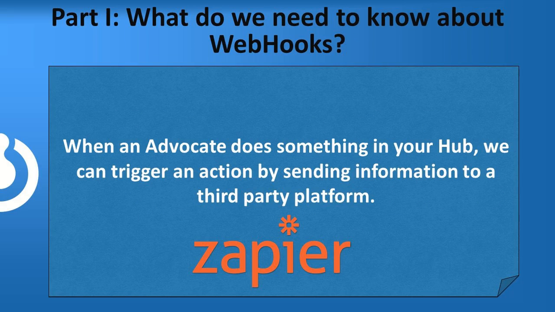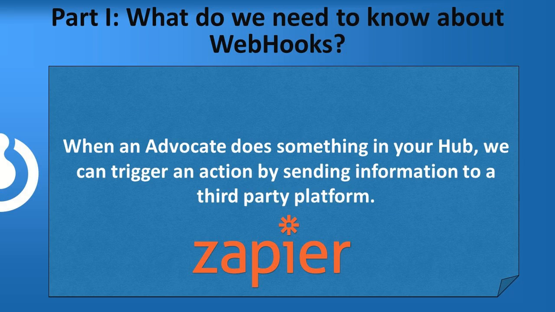So simplified, what do we need to know about webhooks? Well, we need to know that when an advocate does something in your hub, we can trigger an action by sending information to a third-party platform. And in that case, it is Zapier. So just to sum up, when an advocate does something in your hub, it can trigger a webhook which sends information about what they did to Zapier. And from Zapier, it can be sent to many hundreds of different applications. So we're going to go over a few of those applications later.